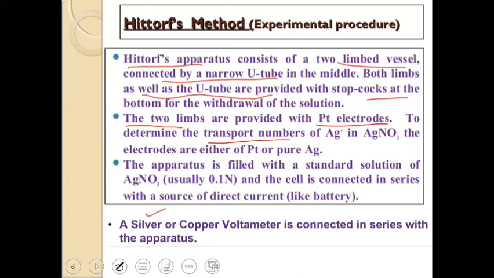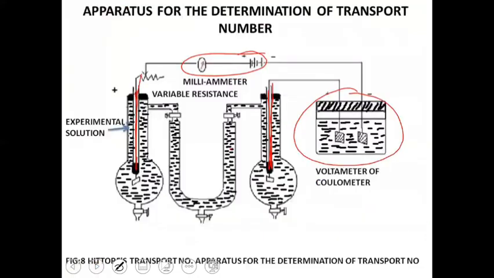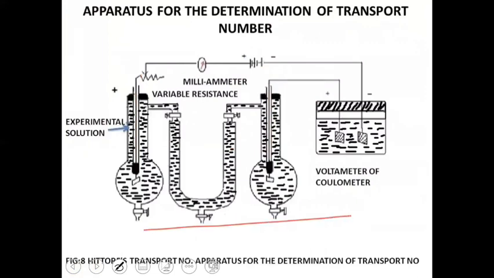So this is the voltameter connected in series in the circuit. The apparatus is filled with the standard solution of silver nitrate, and the cell is connected in series with the source of direct current. So this is the Hittorf apparatus.